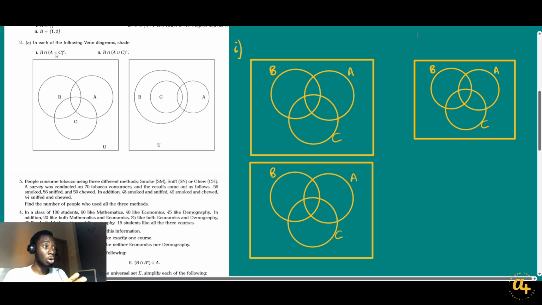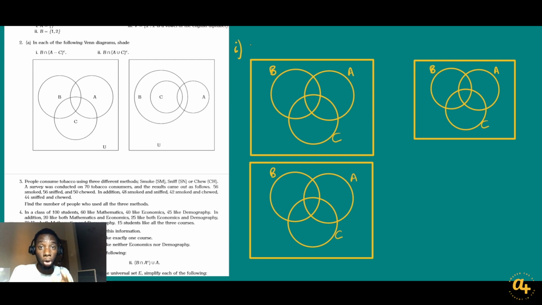Let's start with Roman numeral 1. So Roman numeral 1 here says we should shade the set B intersection (A minus C), alright, and we have a complement right there. So this is the set that we need to shade, but in order for us to shade the set in each and every one of these Venn diagrams, we have to simplify it, because like this it's a little bit difficult for us to do so.